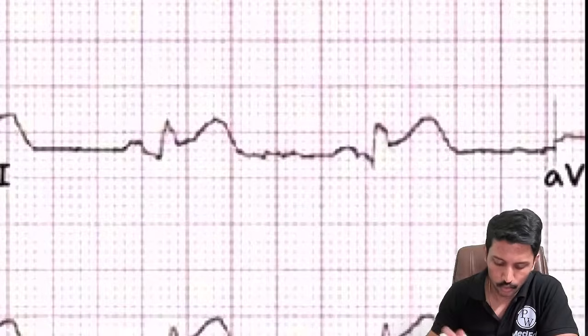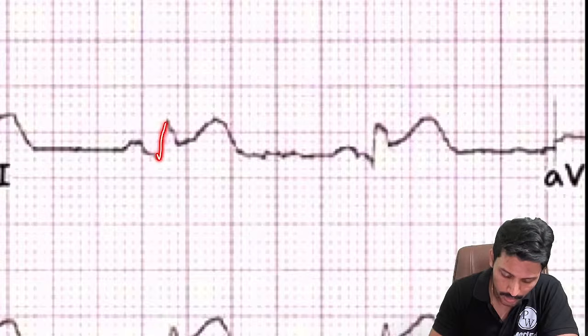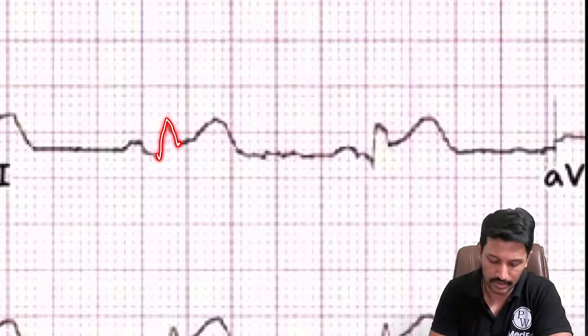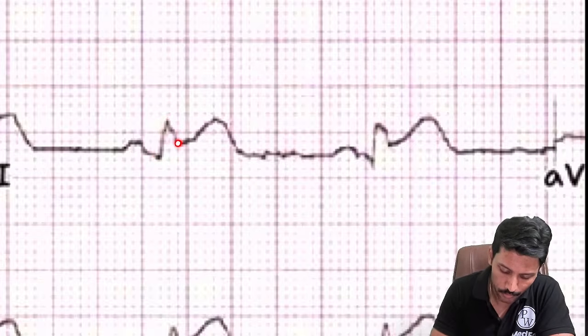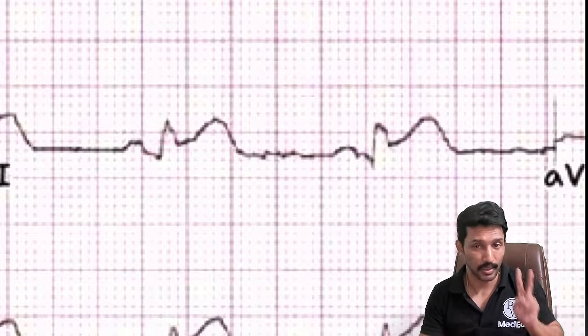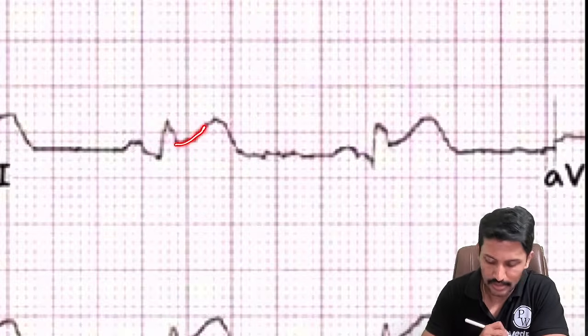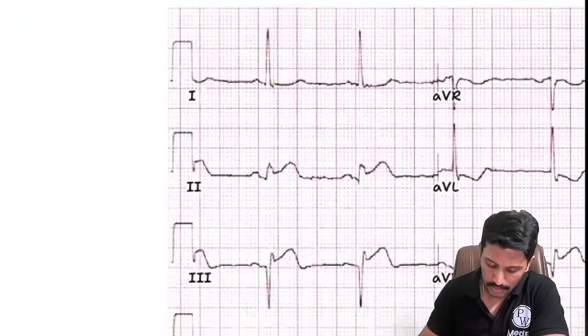But when you look at lead 2, this is the PR segment. The end of R is the J point, right? Remember, this is Q, going up is R, right? Comes down and ends here. There is no S, it is ending with R itself. So this point becomes the J point, and in comparison to the PR segment, this point is elevated. So I can say that lead 2 has ST elevation. This is the ST elevation. Lead 2 has ST elevation.